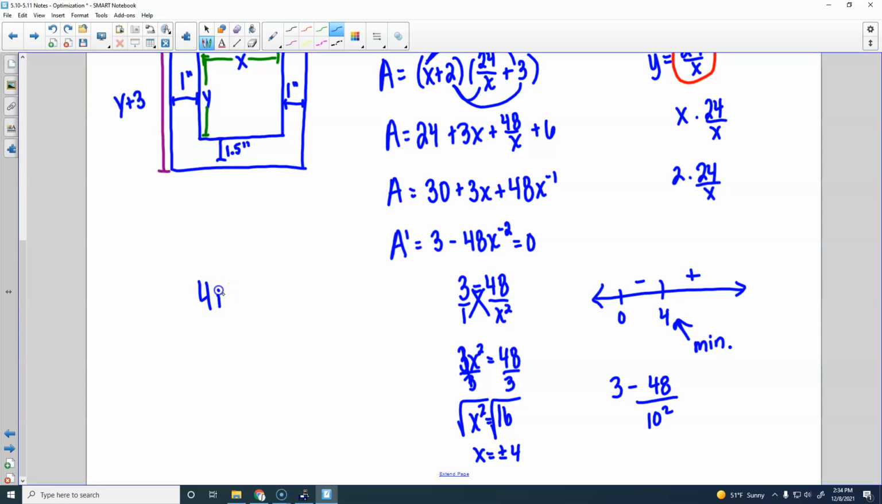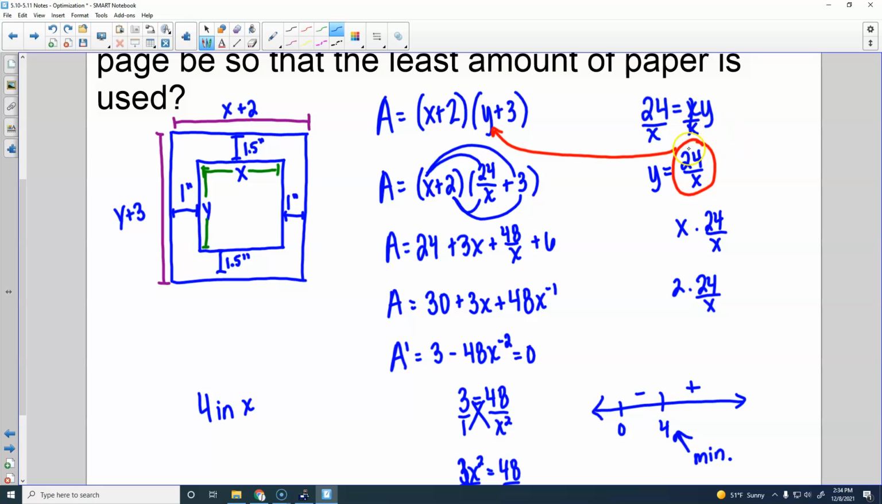So 4 inches. How do I find my y? Plug it into the original equation. I'd go back up here to this y equals 24 over x. So 24 over 4 is 6. You technically could do that, but you've got an area that you don't know, the area for the total thing.